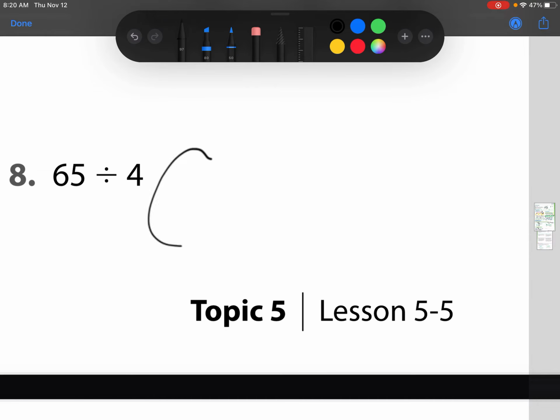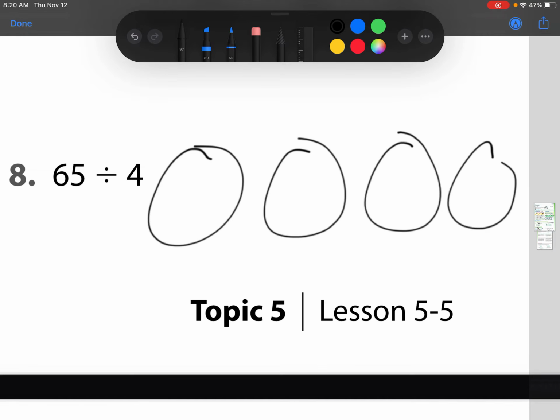We have 4. So 1, 2, 3, 4. And how do we know we have 4? Well, that's our divisor. So now let's see. We have 6 10s we need to break up. So 1, 2, 3, 4. But then we have 2 10s here. So what do we have to do? We have to break that up into how many ones? Well, 2 10s is equal to 20 ones.